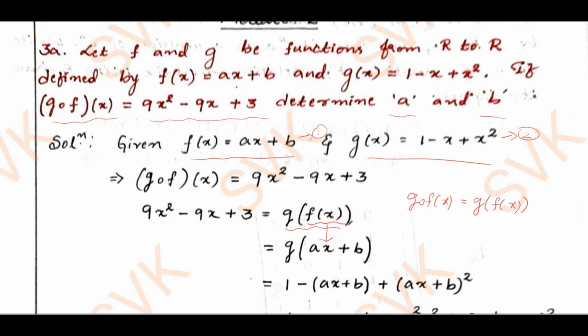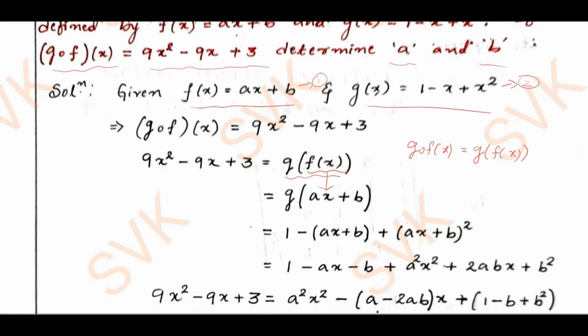Next, what is g of x from equation 2? g of x is 1 minus x plus x square. You can think of this x as a placeholder. Now we are substituting: in place of x, you substitute ax plus b. That is what I am doing now: 1 minus (ax plus b) plus (ax plus b) the whole square.